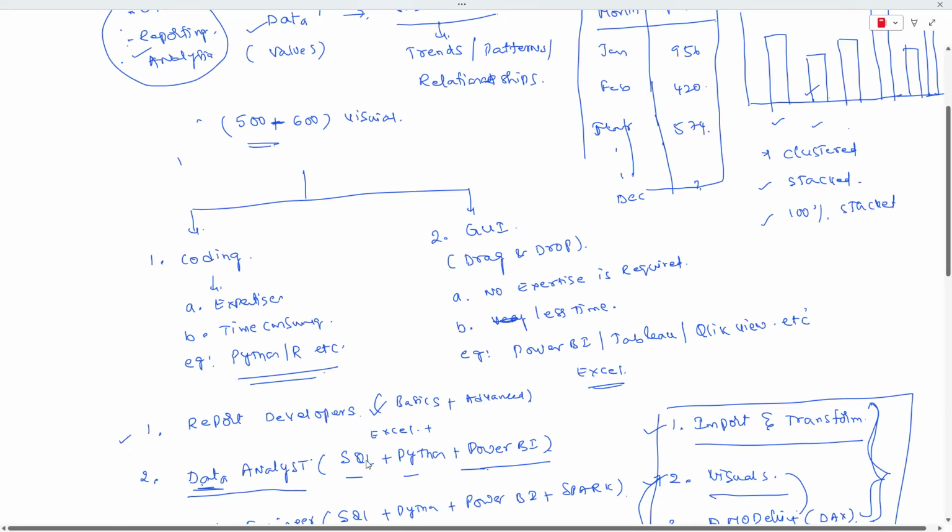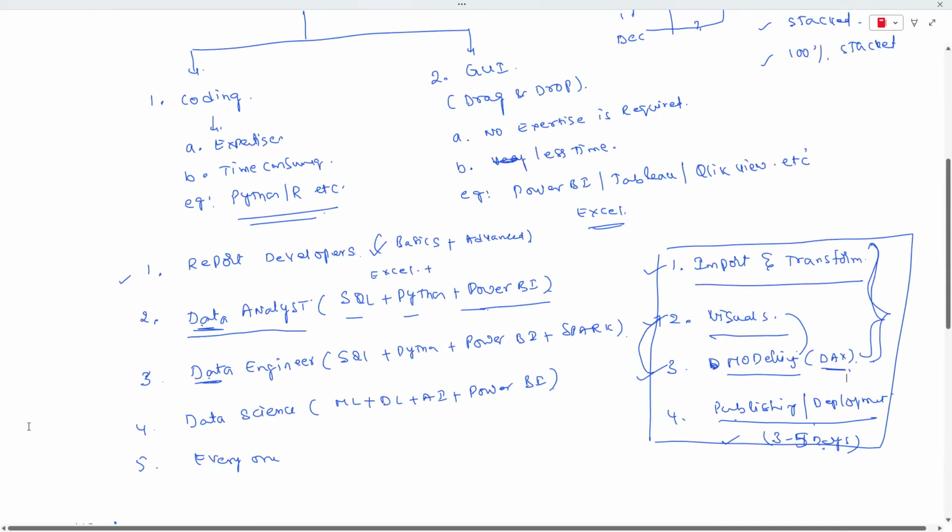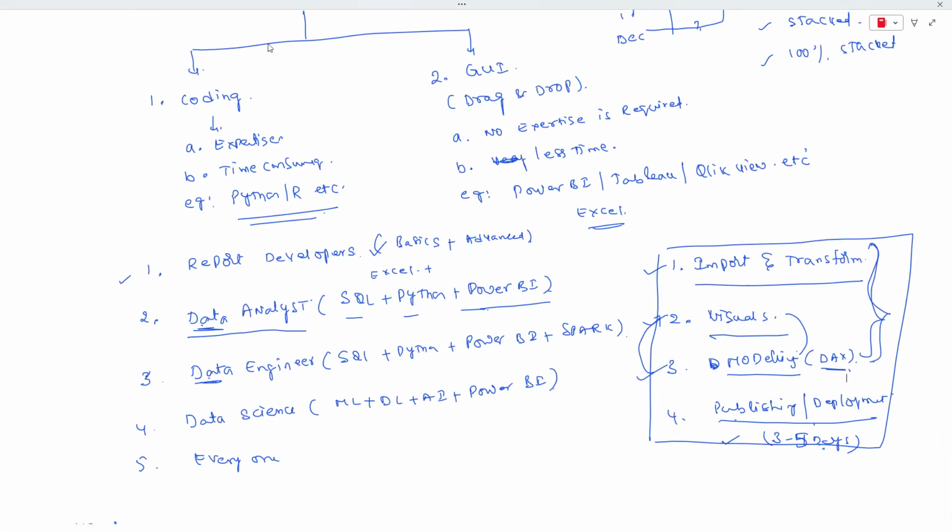Whereas in GUI based, we can do simple drag and drop operations, guys. No expertise in any language is required, and within a very short time, we can develop very beautiful reports. Examples are Power BI, Tableau, QlikView, etc. And generally, what type of roles require this reporting expertise? It is report developers.